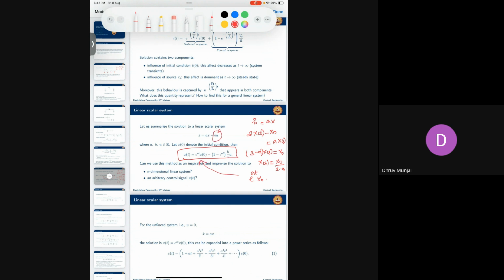Additionally, they have taken an input B of u. Then the additional term will come. That's it. If you have an input 0, an autonomous system, then it will be e power at x naught. Otherwise, it will have some additional term that represents the influence of the input also, the B matrix.